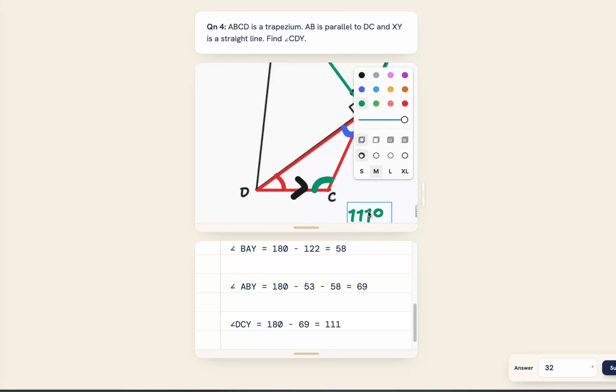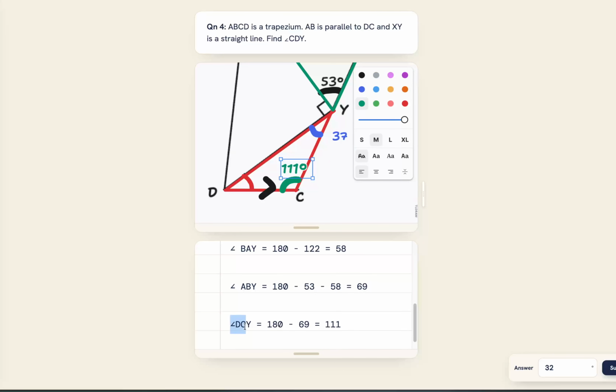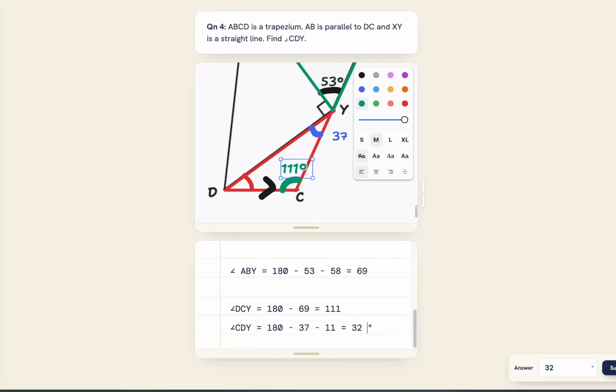Then lastly, we just need to find the angle that we're looking for, which is CDY. So angle CDY is equal to 180 minus 37 minus 111, and this will give us 32 degrees. Okay, so there you go. The answer is 32 degrees.